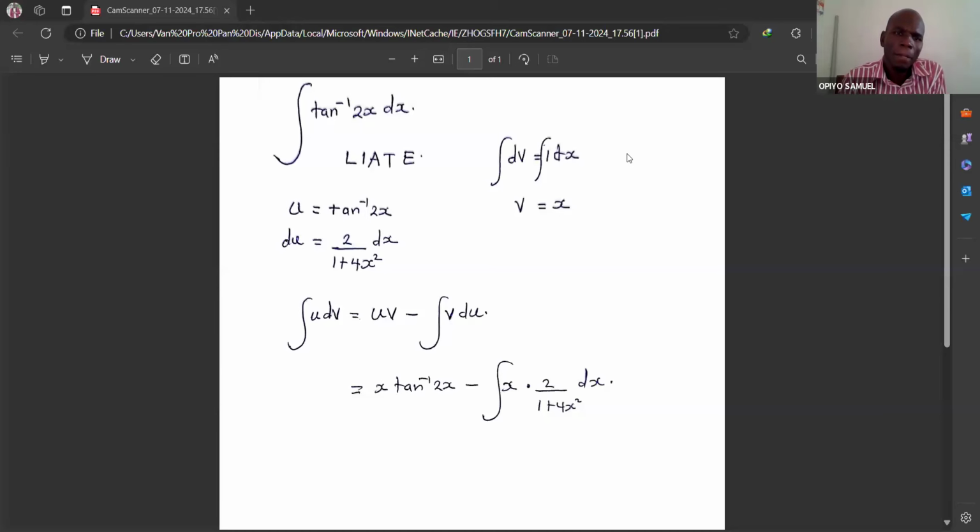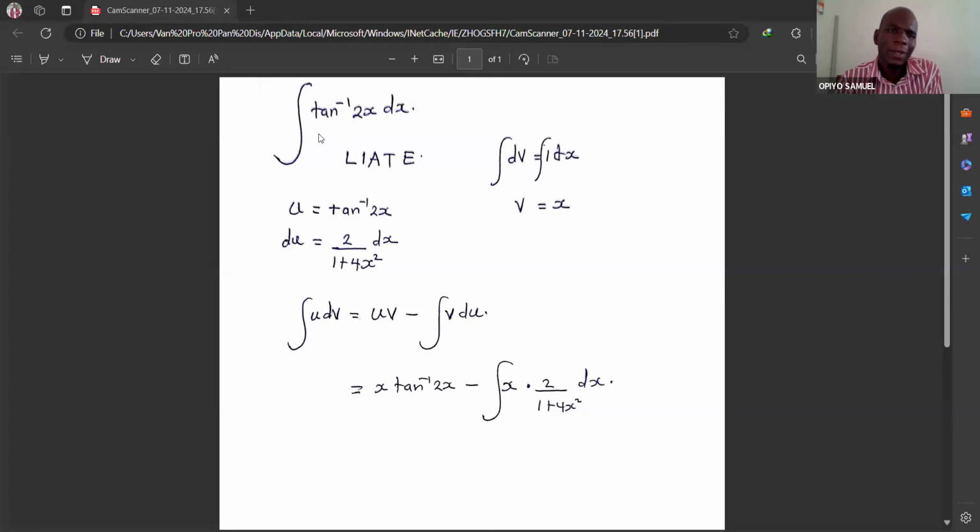Okay, like it is here. So now here is our question like this. So I write something like LIATE. After writing it, the L stands for log or natural log. The I is trig inverse. The A is algebraic. The T is trig, and E is exponential. So after I look out for what I have here, now here we have the trig inverse. So that one's coming first, so I need it to be U.